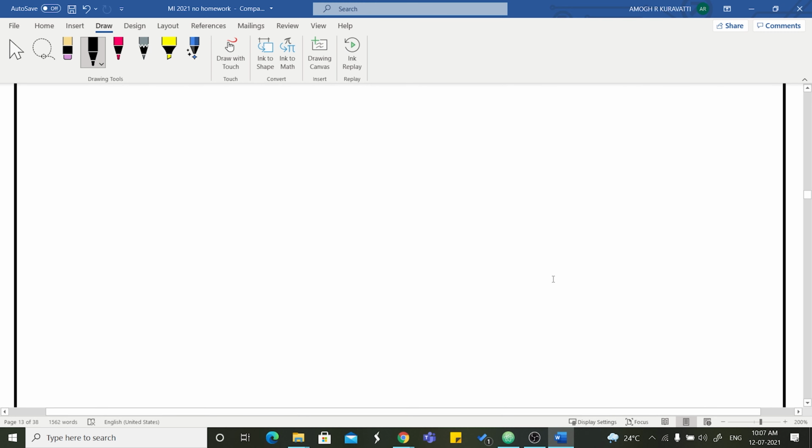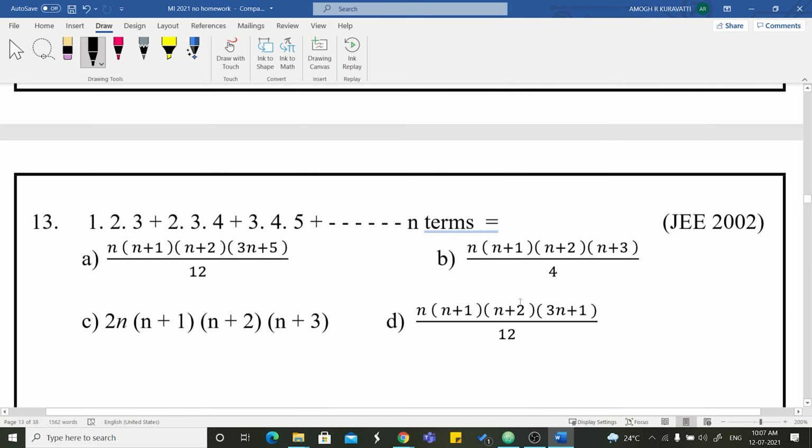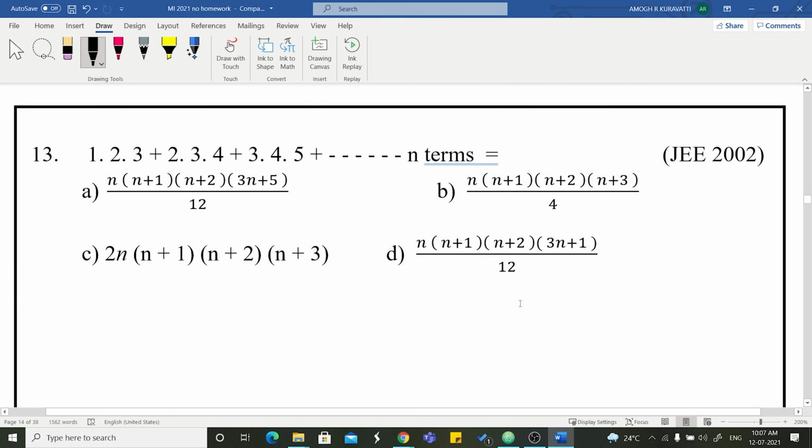Next, 1 into 2 into 3 plus 2 into 3 into 4 plus 3 into 4 into 5 and so on up to n terms, meaning the sum of all terms is equal to, which one is the right option? You can tell yourself, check it. Easy method: take n is equal to 1. N is equal to 1 means the first term. What is the first term value? 1 into 2 into 3, how much?